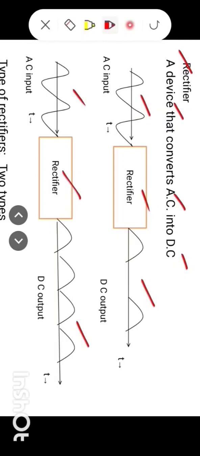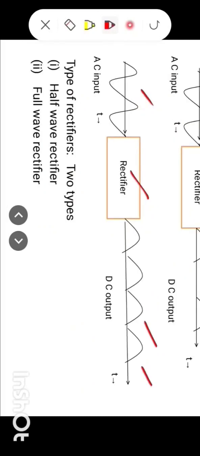So input AC is the same, but in this part we have half waves, that is positive peaks, and here we have full wave, that is positive as well as negative peaks at the output. So we call it a full wave rectifier. Now, two types of rectifiers as we have discussed above. First is half wave rectifier, second is full wave rectifier.